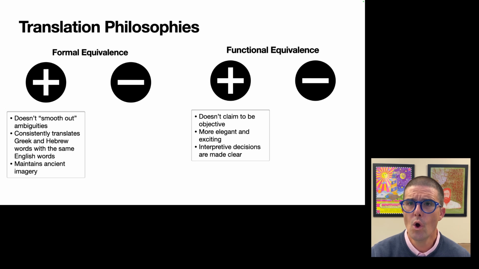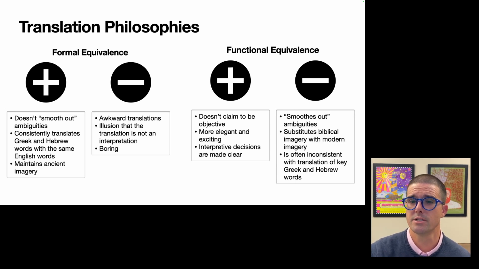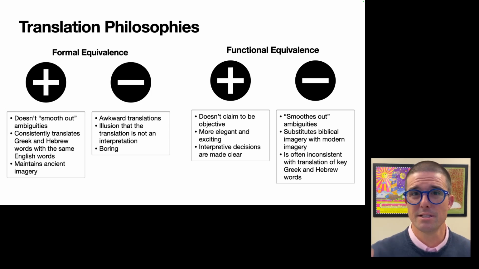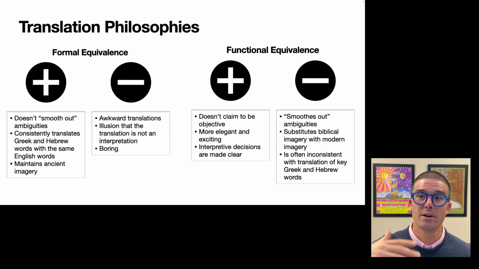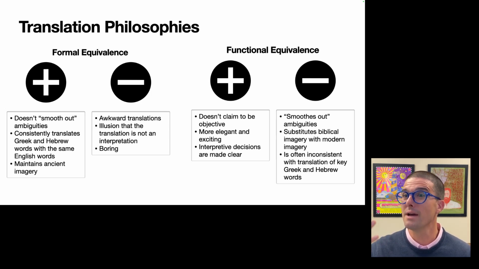When it comes to the negatives of these two different translation philosophies, formal equivalence translations, as scientists and mathematicians, apologies to the scientists and mathematicians among us, because they're so objective and rigid, can be a little bit awkward and boring.